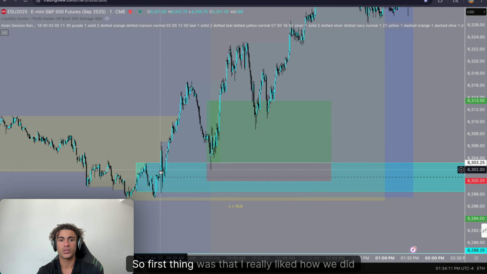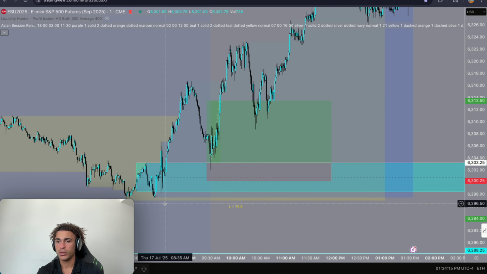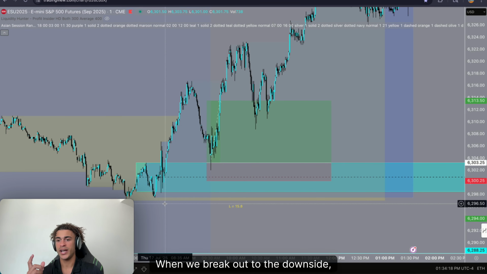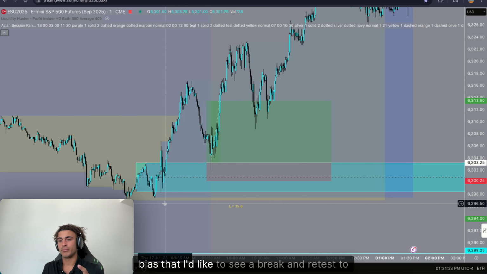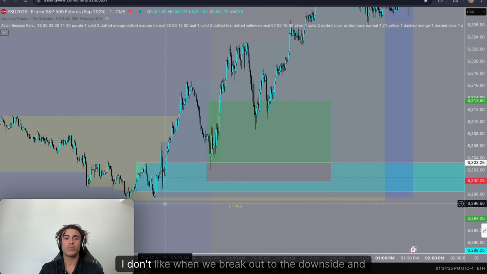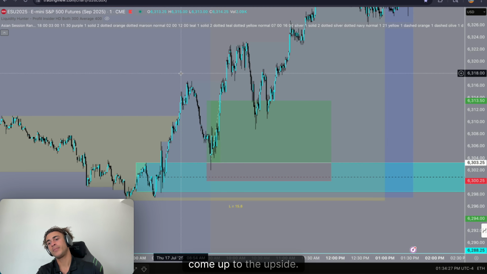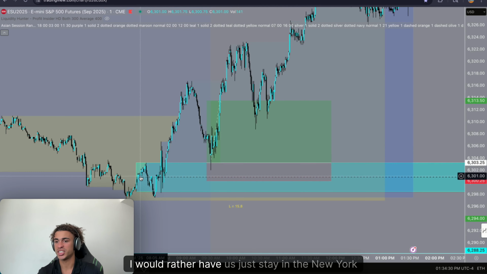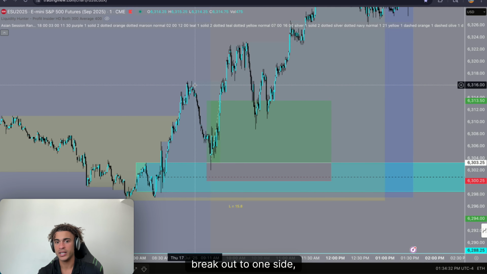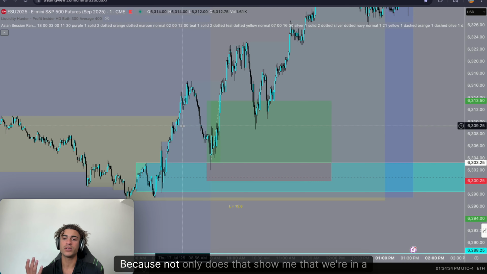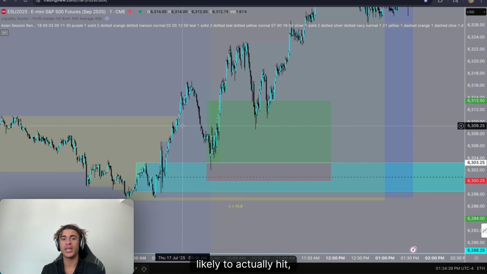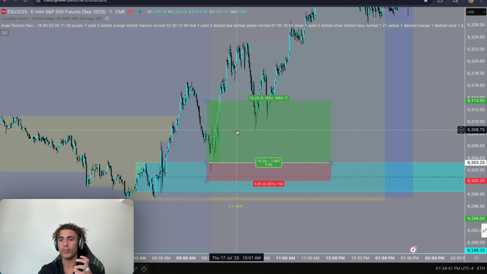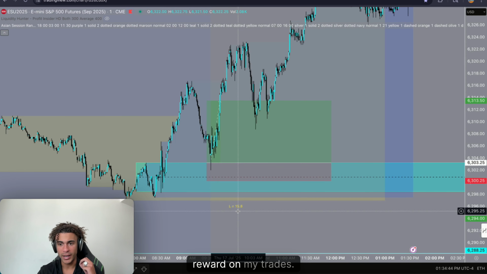So the first thing was that I really liked how we did not really break out to the downside at all. When we break out to the downside, that gives me a bias that I'd like to see a break and retest to the downside. I don't like when we break out to the downside and come up to the upside. I would rather have us just stay in the New York Open, break out to one side, retest, and then continue moving up, because not only does that show me that we're in a nice trending market and the break and retest is likely to actually hit, it also shows me that I will be able to get a much better risk to reward on my trades.